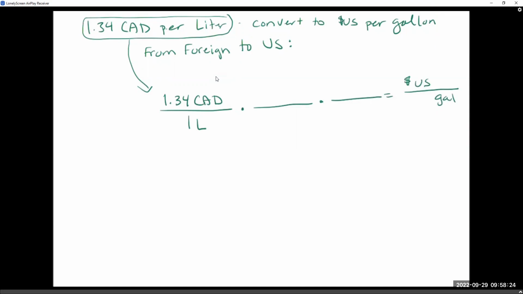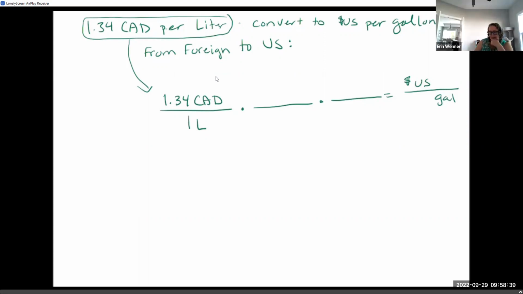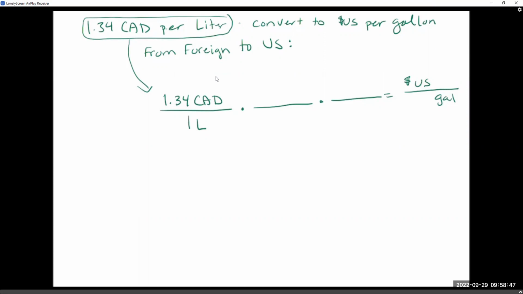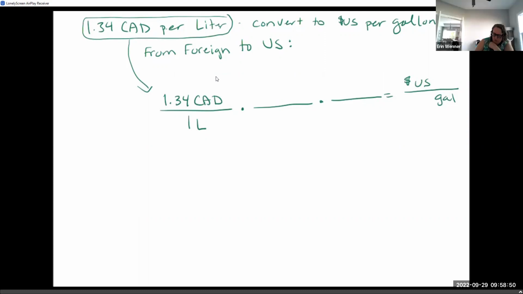So, for liters, for the numerator, it'll be 0.2642 gallons. So do we want gallons in the numerator or in the denominator? I guess we'd want it in the denominator so that we can multiply across. So we want to choose the conversion factor that has liters in the numerator and gallons in the denominator. And for money, we want US in the numerator and Canadian in the denominator.